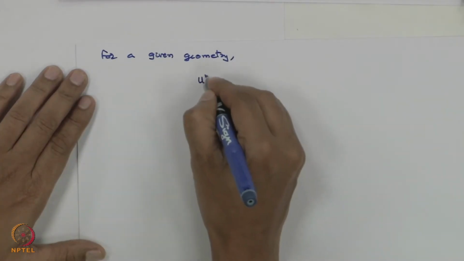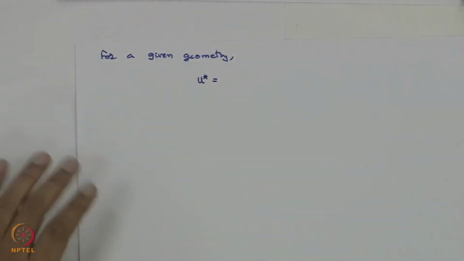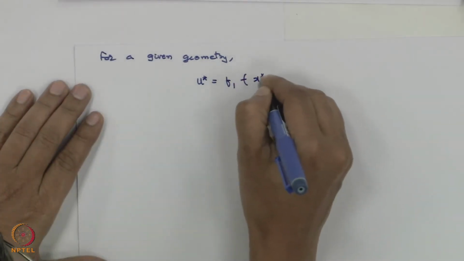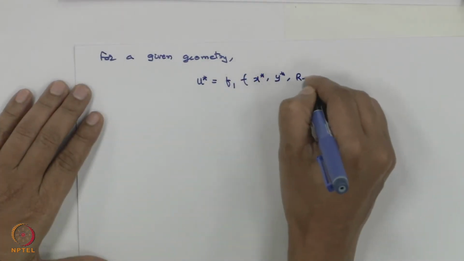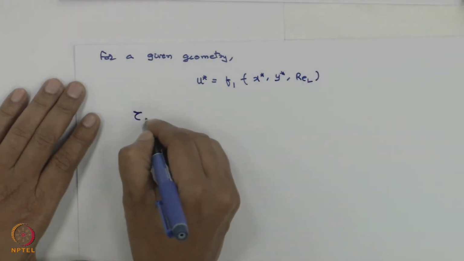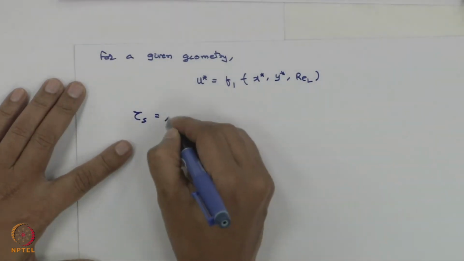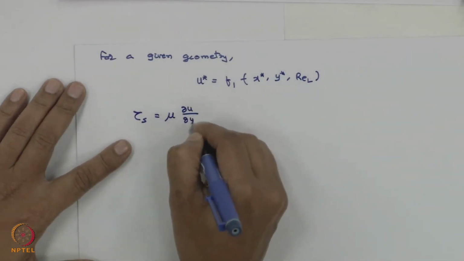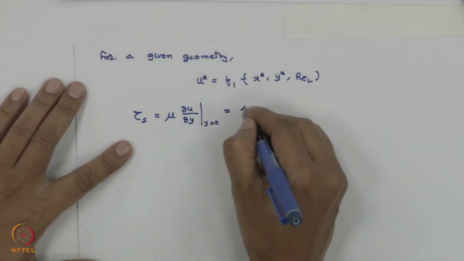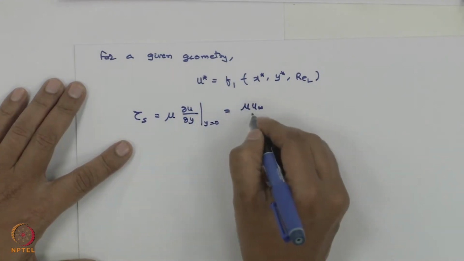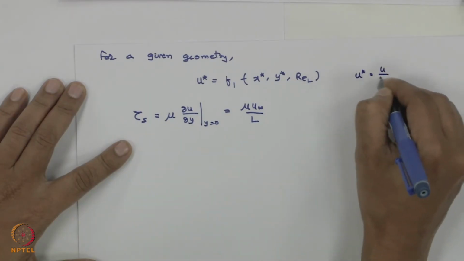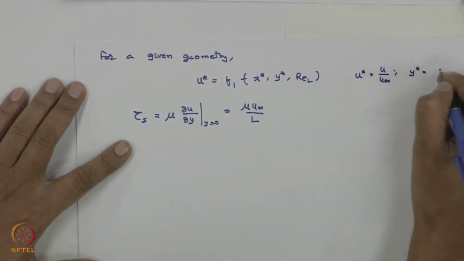U star, that is the non-dimensionalized velocity, U by U infinity, if you recollect, is a function of X star, Y star, REL, the Reynolds number. Now, what is tau S? Tau S is equal to mu del U by del Y at Y equal to 0. And if you non-dimensionalize this, you get mu U infinity upon L, where U star equals U by U infinity, Y star equals Y by L.